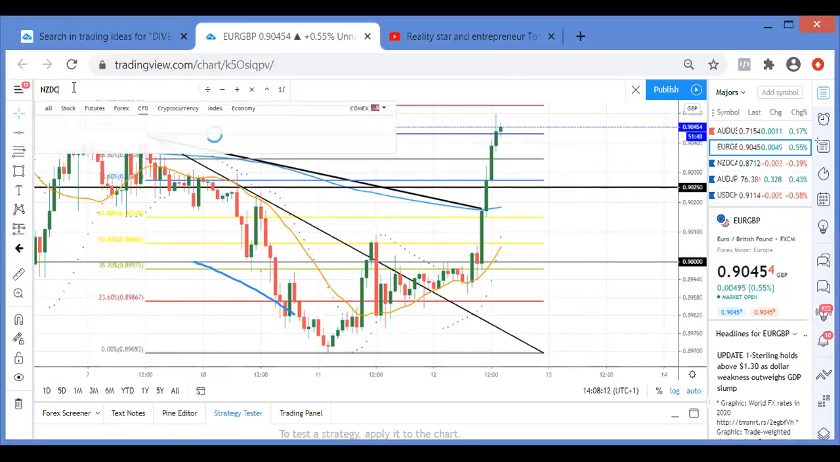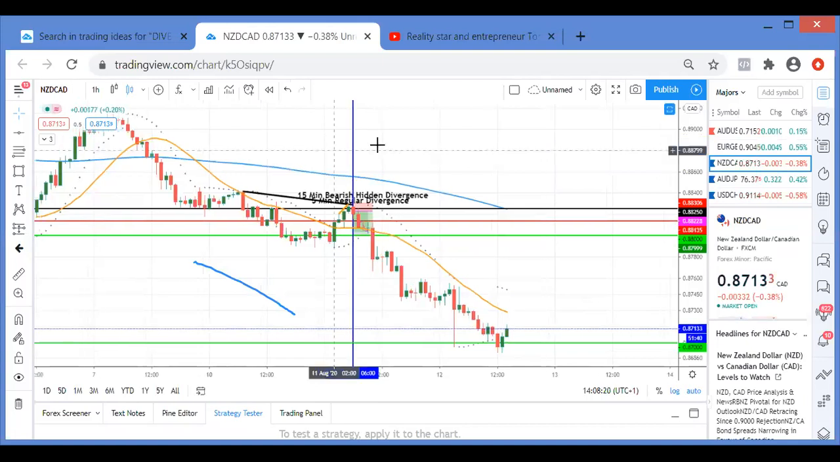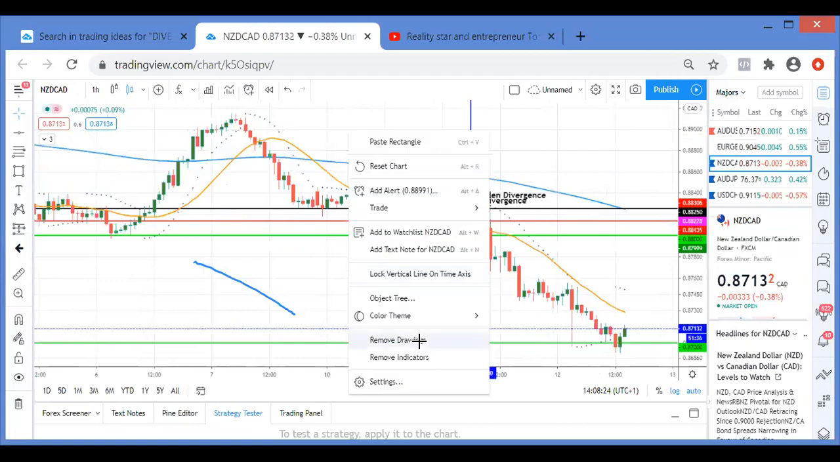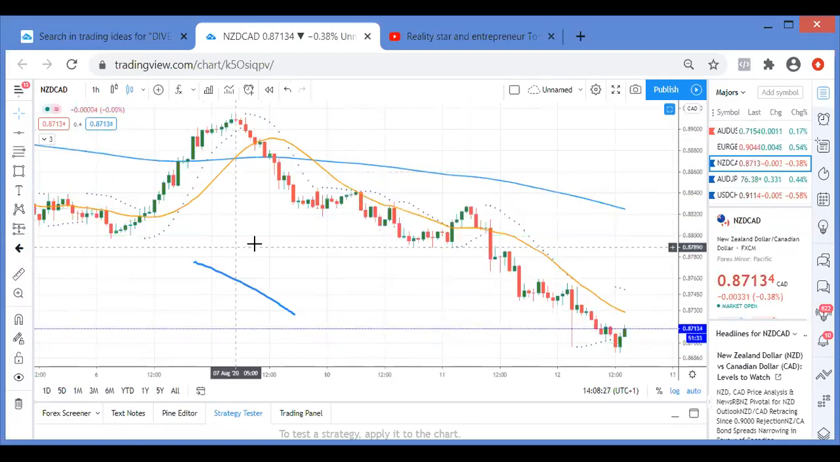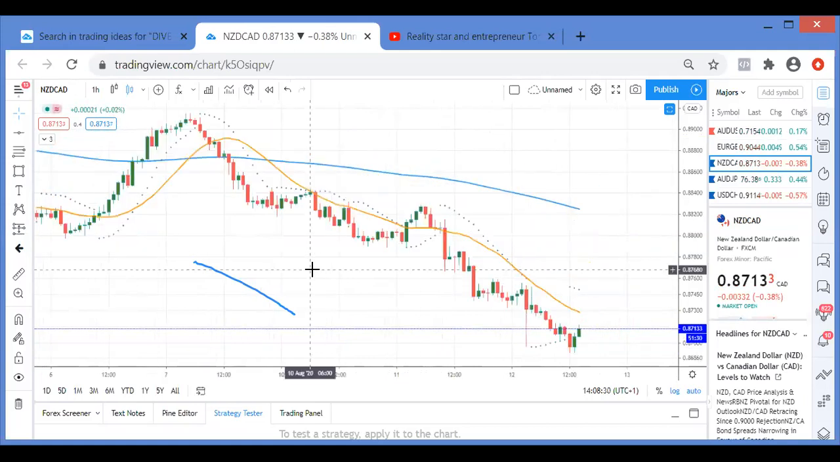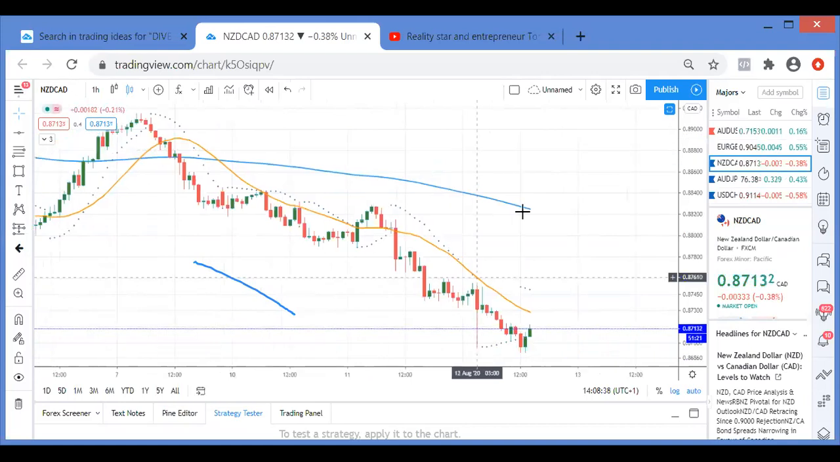NZD CAD. Guys, I know I'm talking too much, but I want you guys to get this, man. Let me just remove everything here. So look, this random chart. What am I looking for now? Okay, let me show you. Because this is below the 200 moving average, I'm looking for my highs.